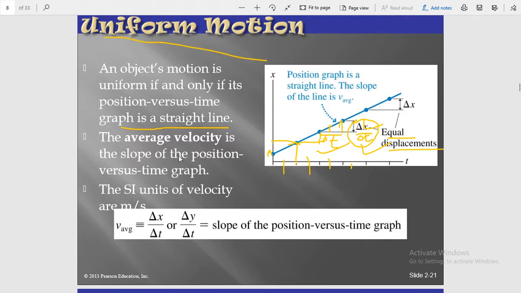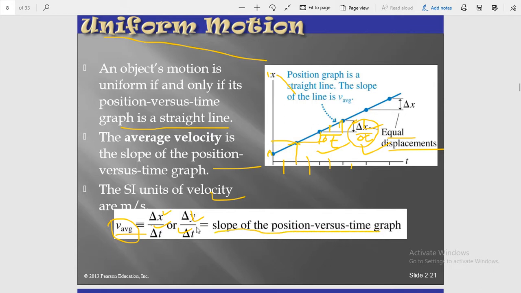So you can see the second point: the average velocity is the slope of the position versus time graph. This is slope delta x by delta t, and this will be equal to the velocity. The unit of velocity is meter per second, which we know already. The slope is equal to the average velocity. Slope is delta x upon delta t, or it can be delta y upon delta t if you take y along the direction. It depends on your choice, but in general this should be y. So you can take delta y by delta t, that is the slope of the position time graph.